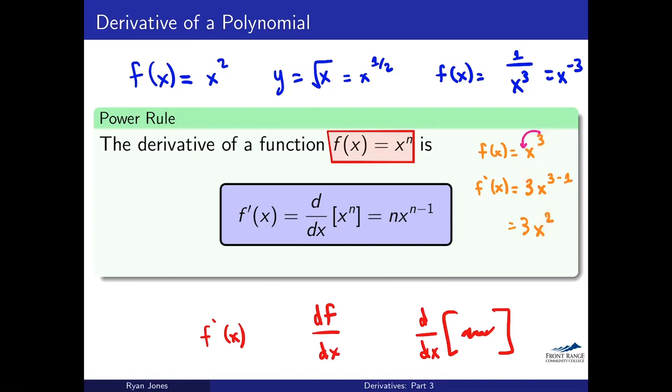And obviously this is much quicker than doing the limit definition of the derivative. This will save us a lot of time, but we definitely have to practice on it and get good at it so that we don't have to fall back and revert to the limit definition.